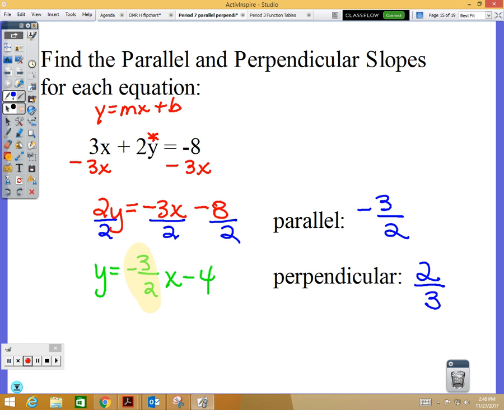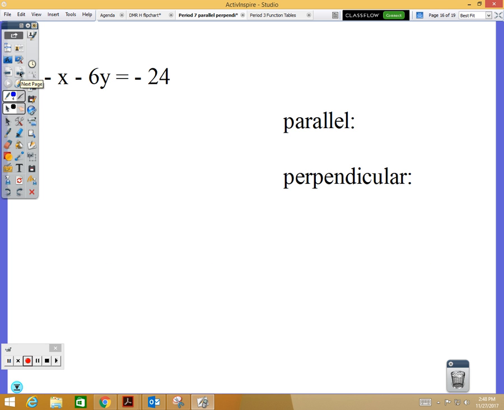All right, let's try this one. So here you have an equation, negative x minus 6y equals negative 24. Let's just first start off by writing it in slope-intercept form. Y equals mx plus b. Everyone should be trying that in their notes. Some of you are listening, some of you are not listening, others of you are doing it in your notes.